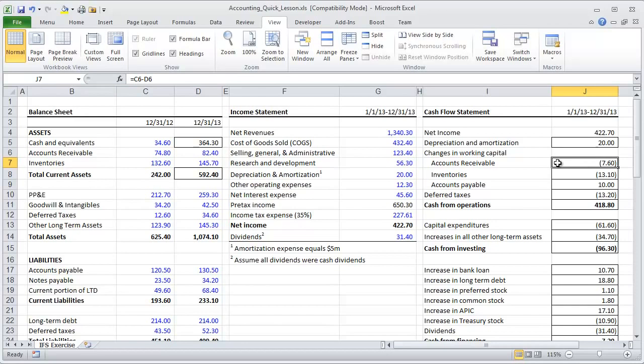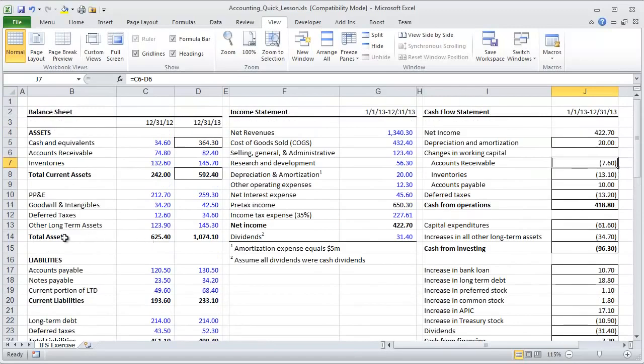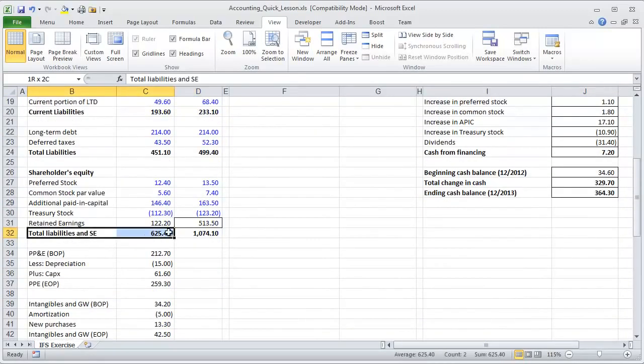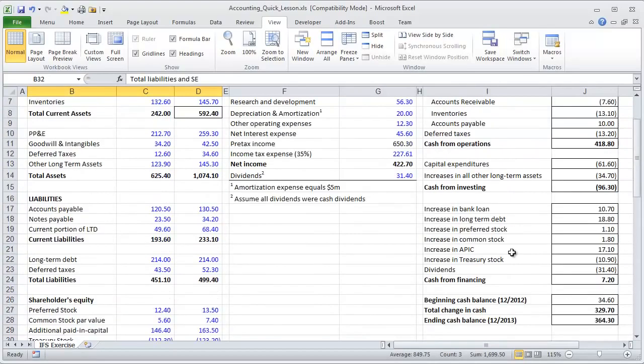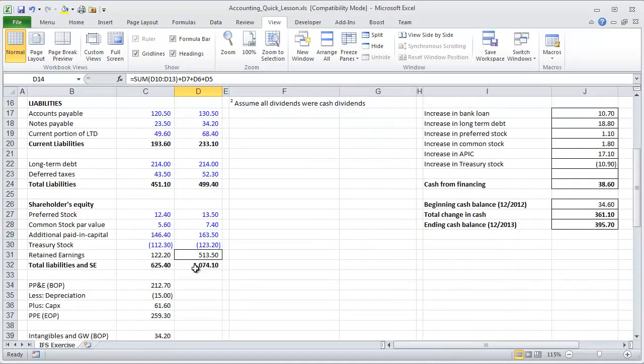So the takeaway is whether or not it's direct or indirect, every single line item on the balance sheet is captured in the cash flow statement. If you do this correctly, your model will balance. In other words, your total assets will by default, by definition, equal liabilities and shareholders' equity. If I missed something, let's say I forgot to capture dividends, my model is thrown out of balance. My total assets are 1105, whereas my liabilities and shareholders' equity are 1074.